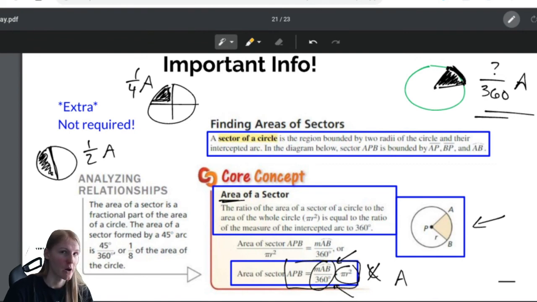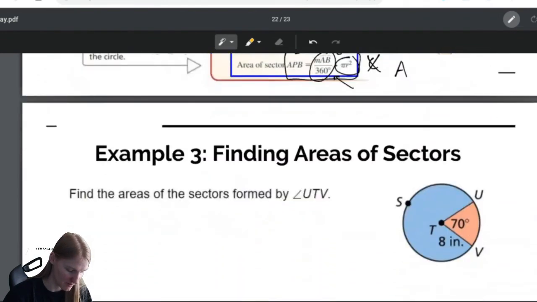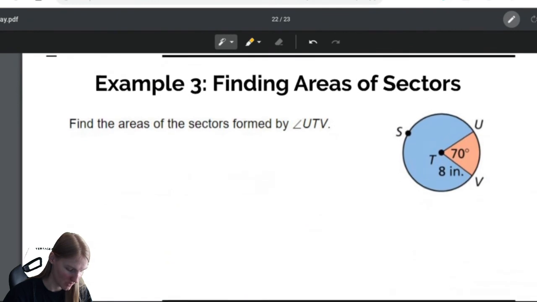I would write this down. I would write down everything in the blue boxes if you want to. But remember, this is not required. Okay. Finding area of sectors.